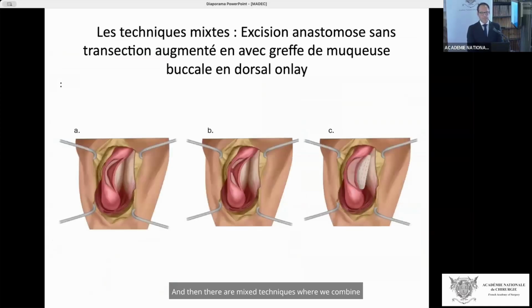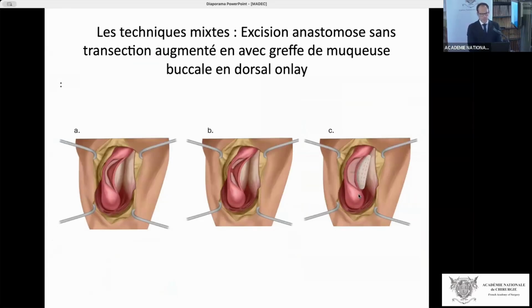And then there are mixed techniques where we combine both methods, so excisions with augmentations as illustrated here. Here we have the stenotic zone. We're going to perform an excision of the stenotic zone. And finally, upstream and downstream, there's always a part that's still a bit narrowed, and we augment it further with a buccal mucosa graft, as shown in the photo here.